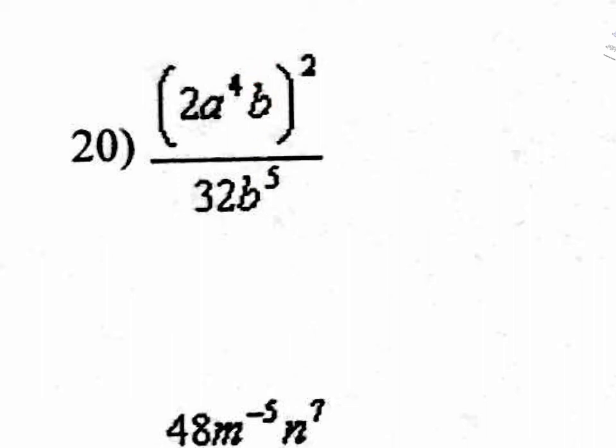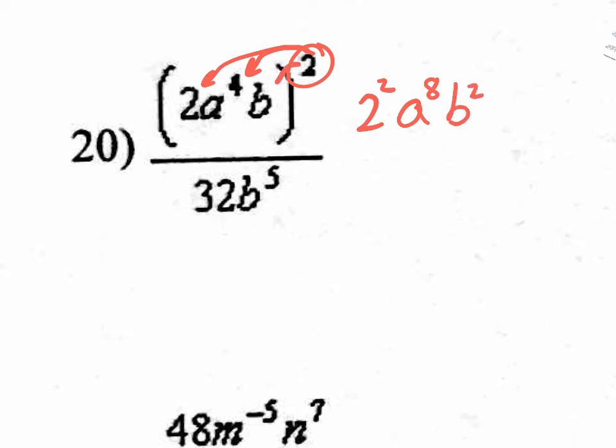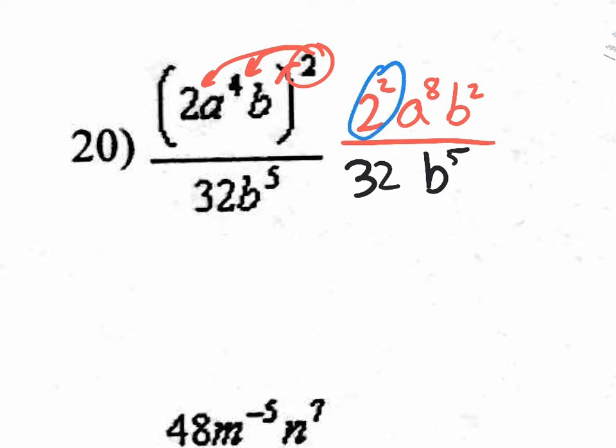So let's distribute first. We're going to have the 2 on the 2, so it's going to be 2 squared. The 2 on the a to the 4th, which becomes a to the 8th. And then the 2 on the b, which will be b to the second power, over, let me just rewrite this bottom one, 32b to the 5th. Now, there's a couple of things we could do with this answer so far. I could change the 2 squared to what? 4. Scratch it out, just change it to a 4. And the 32 is 32.